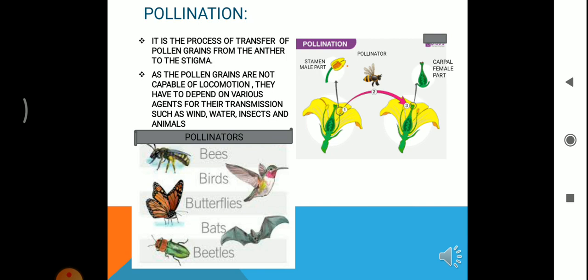As you know that the pollen grains are not capable of locomotion or movement, so they have to depend on various agents for their transmission. Such agents are called pollinating agents, such as wind, water, insects and animals. In the picture, you can see some examples of animal pollinators like bees, birds, butterfly, beetles, etc.